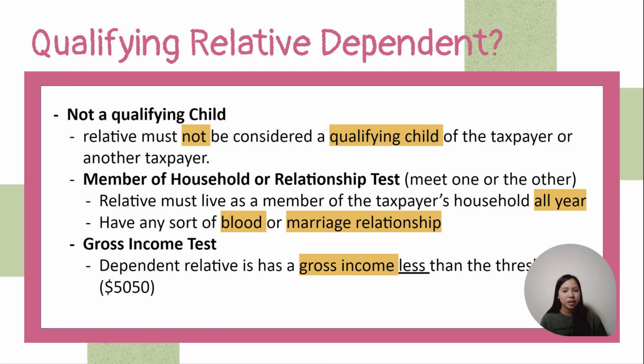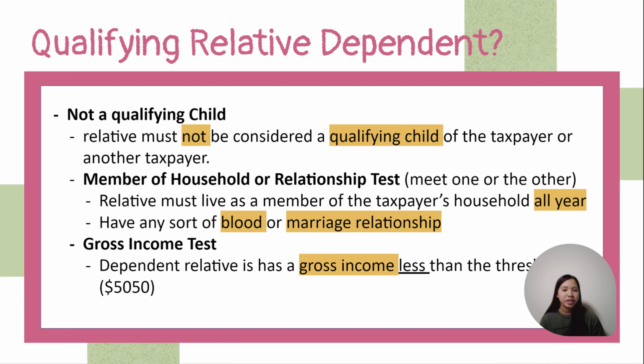So this is in the case of, say, a taxpayer caring for their mother or father who is old and lives in their own home. They would have a blood or marriage relationship, meaning they would pass this test.